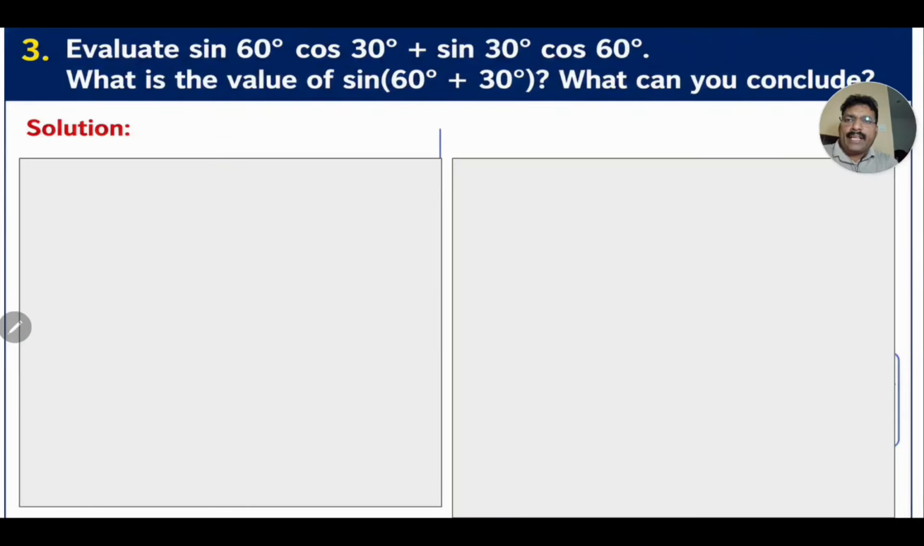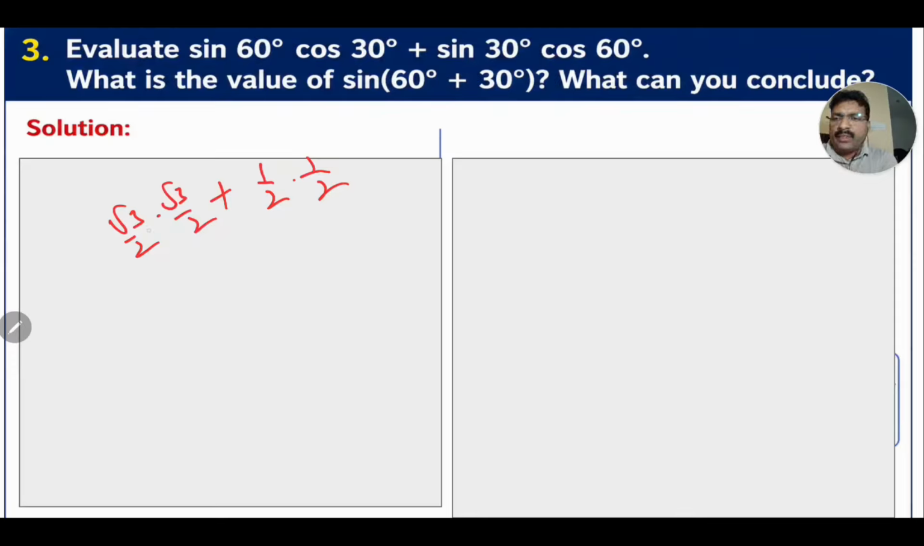See here, evaluate sin 60 degrees cos 30 degrees plus sin 30 degrees cos 60 degrees. What is the value of sin of 60 degrees plus 30 degrees? What can you conclude? This is the question. So sin 60 degrees value, already we know that. What is the sin 60 degrees value? Root 3 by 2. Cos 30 degrees value is also root 3 by 2. Sin 30 degrees value 1 by 2. Cos 60 also 1 by 2.